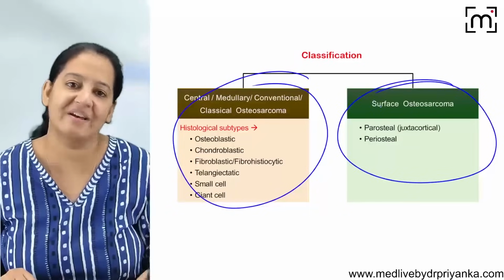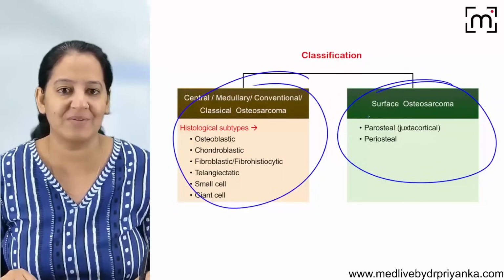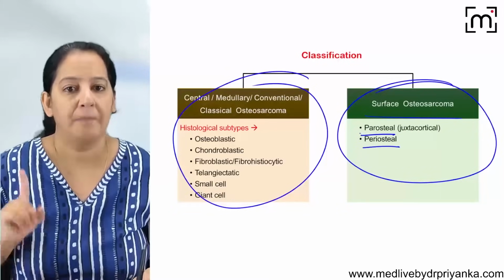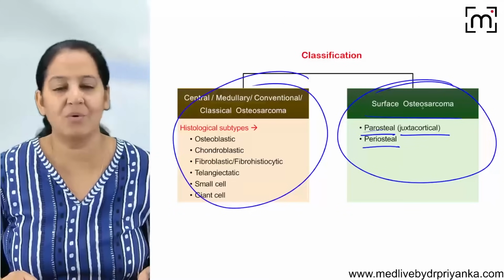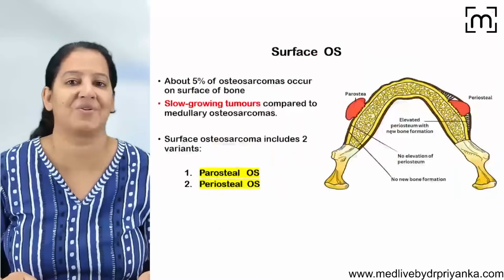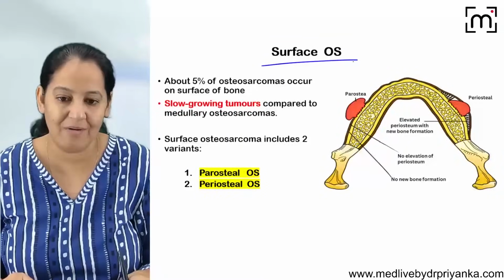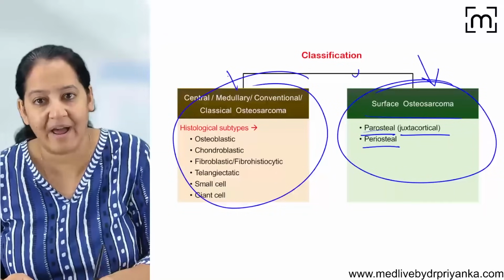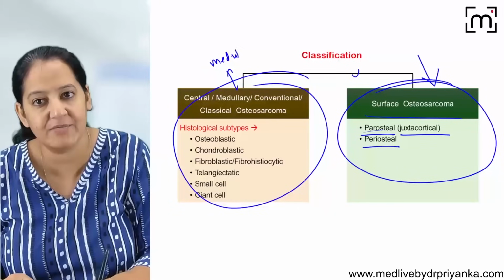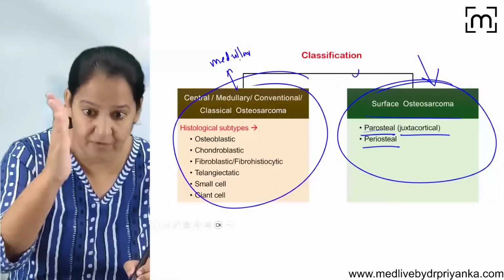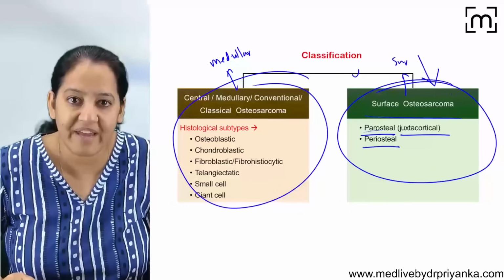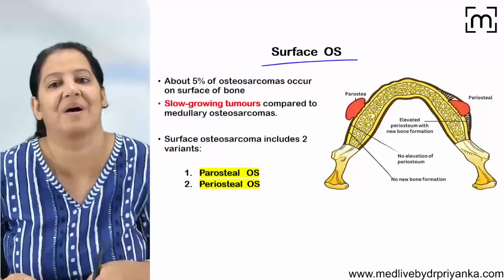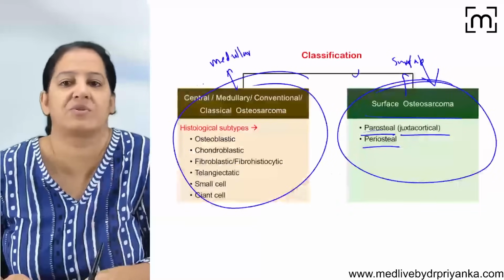And now we are coming on surface osteosarcoma. As I told you, surface osteosarcoma are of two types. We will discuss both in detail, parosteal and periosteal. Parosteal also known as juxtacortical. So let's start surface osteosarcoma. Why are they known as surface osteosarcoma? How are they different from the conventional one, the central one? The central one arises from the medullary cavity, from the center of the bone, but these arise from the surface of the bone. So that is the difference. That's why they are known as surface osteosarcoma. They are only 5% of total osteosarcoma.